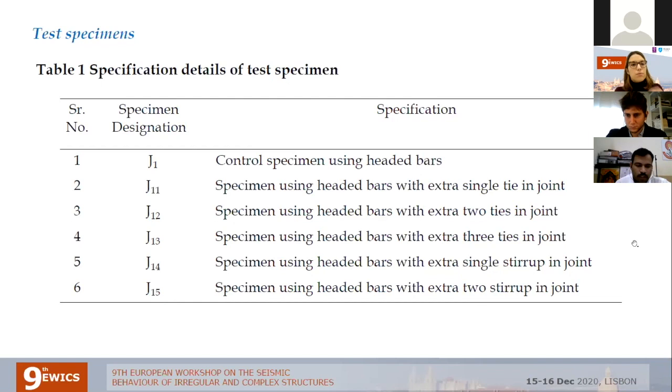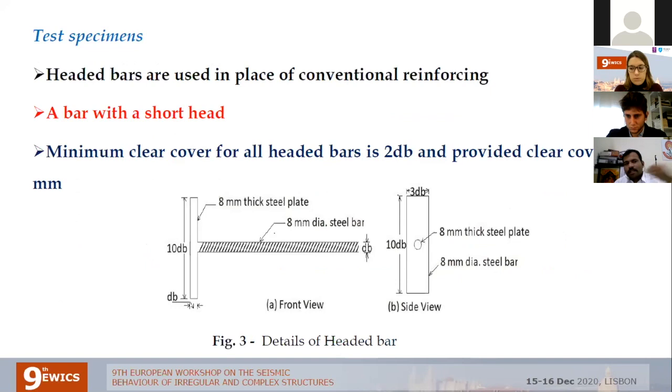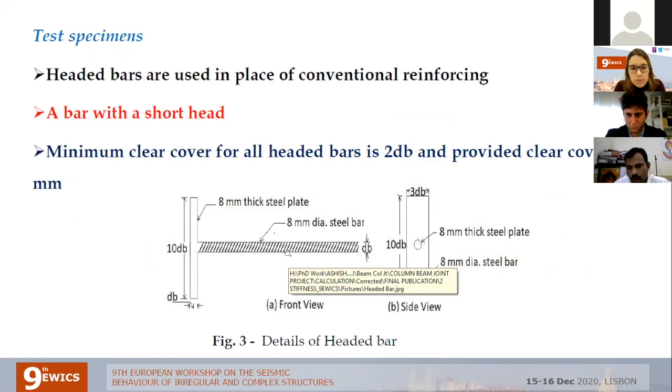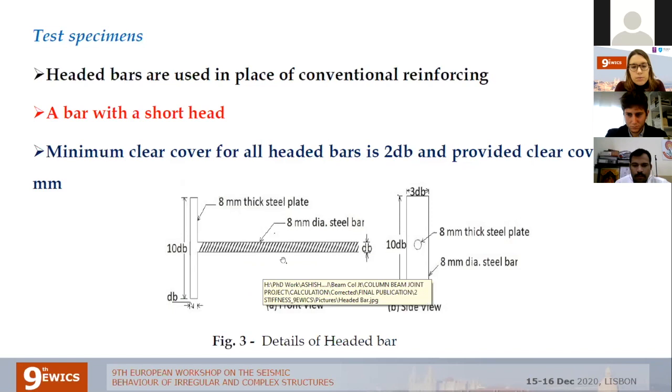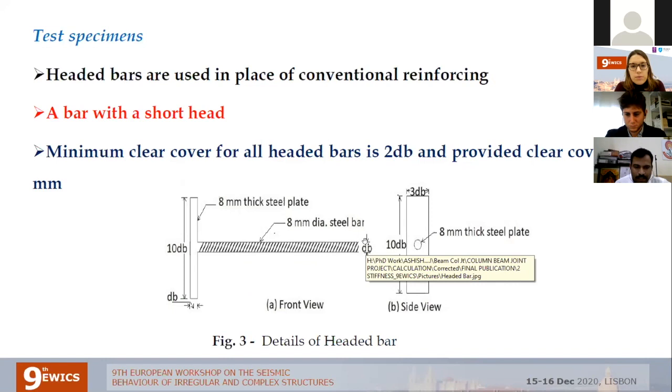Then next, another concept is using the headed bars. So in the current research work, headed bars are used in place of the conventional reinforcing bars with the necessary development length. Here it is the longitudinal bar with this short head in the form of the welded steel plate at the end of the straight reinforcing bar, provided in the zone of the diagonal compression. In all the specimens, minimum clear cover for the headed bar is twice db, where db is the diameter of the bar.